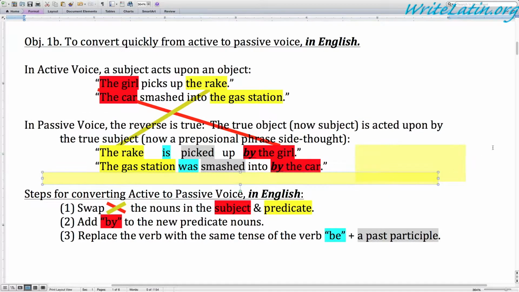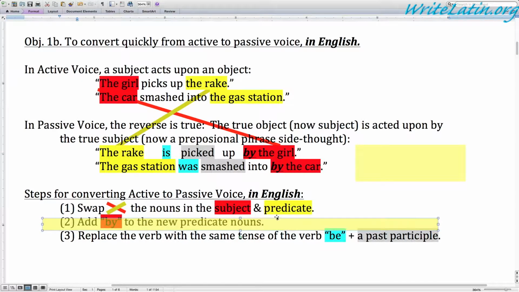All right, so let's get some simple steps so that you can convert active to passive voice quickly. First off, swap the nouns in the subject and predicate. Just flip them. Whatever noun was first, make it second. Whatever noun was second, make it first.